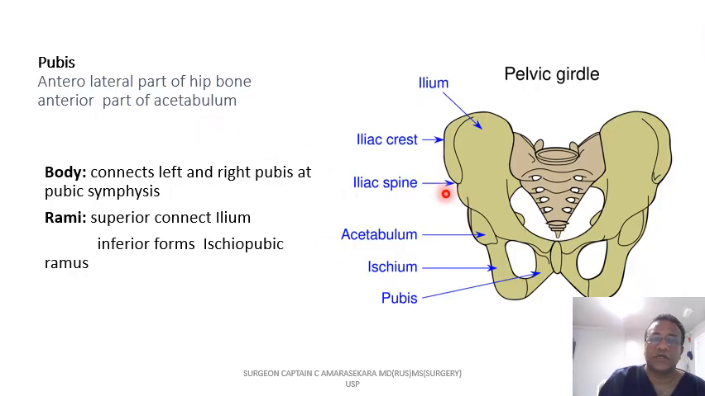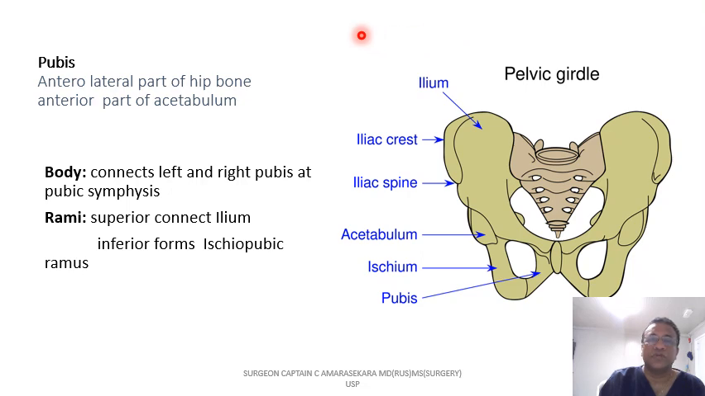It forms the anterolateral part of the hip bone, and anterior part of the acetabulum. So it's a key contributor for the pelvic stability. The pubis forms the anterolateral part of the hip bone and contributes to the anterior wall of the acetabulum. So that is the main role of the pubic bone.